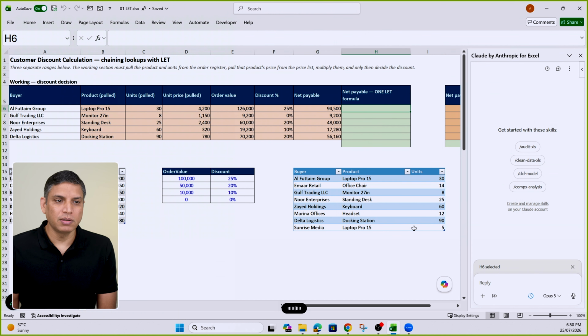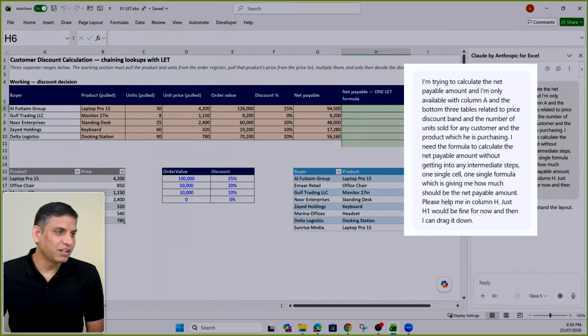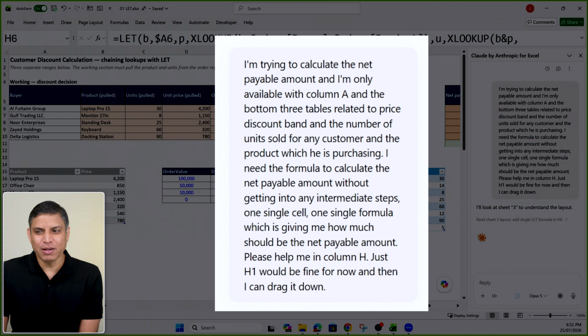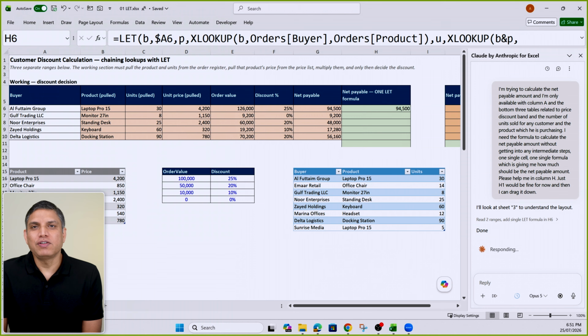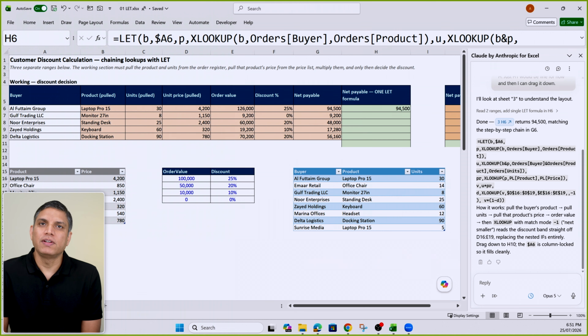Please help me in column H. Just H1 would be fine for now, and then I can drag it down. Okay, let's see if it can help. What do you think? What are the chances that it will be able to help us? It will. It can make mistakes. It can do the work also. The thing we need to be ready with is that if it makes mistakes or if it gives the result, we should be able to monitor it properly.